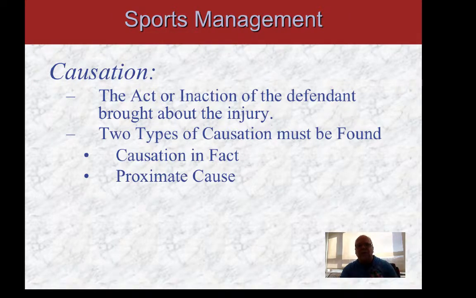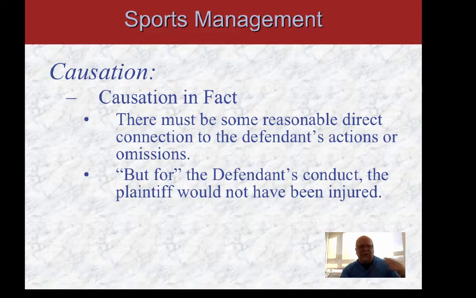There are 2 types of causation that must be found: cause in fact and proximate cause. Now, those are 2 different levels, so let's go over those. Cause in fact, there must be a reasonable direct connection to the defendant's actions or omissions. Basically, but for the defendant's conduct, the plaintiff wouldn't have been injured. All right? So, but for the defendant being negligent, the plaintiff would not have been injured. All right, it's pretty simple. But for the defendant running the red light, he would not have hit the plaintiff's car. All right, easy. There's a direct connection between the defendant's actions and the resulting injury. But for cause in fact.